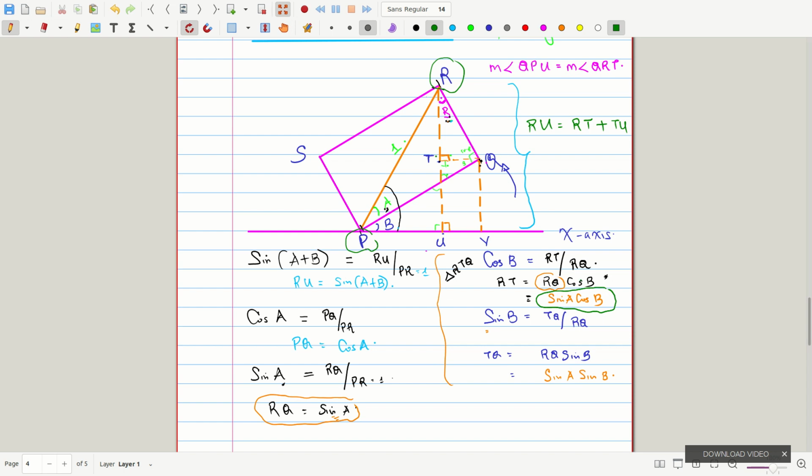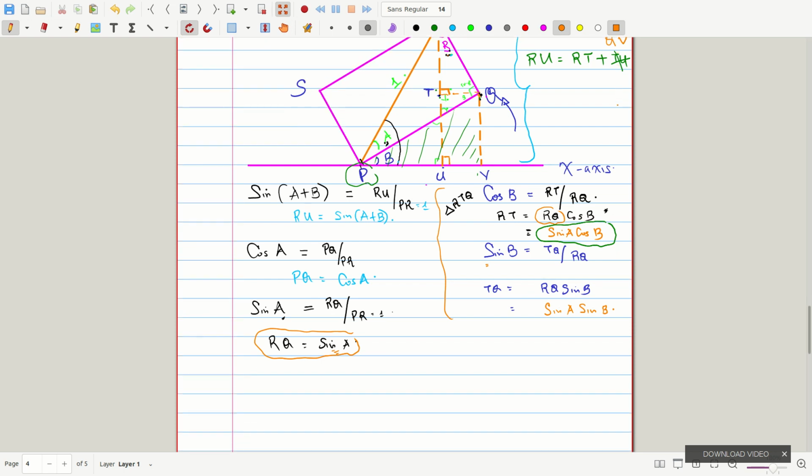We need an expression for TU. Or, if we are not able to get TU, I think it's easier in this case to get an expression for QV, because it's much easier. If you look at this triangle here, it contains that angle B. So rather than saying TU here, let us use QV. So I'll remove TU here and replace it with QV.